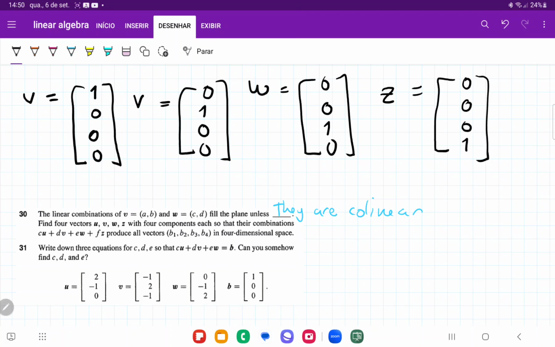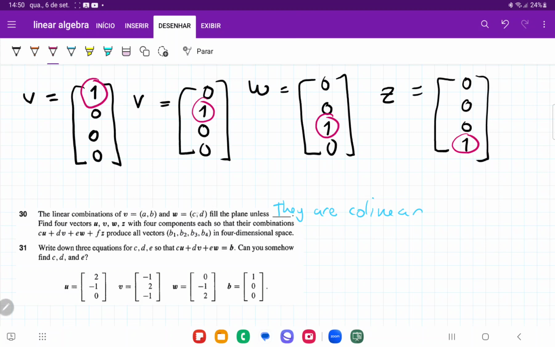So when we combine these, we can see that we have information about the first dimension, the second, the third, and the fourth. So that means that we can access anywhere that we want in 4D space, right? And so that is it for number 30.